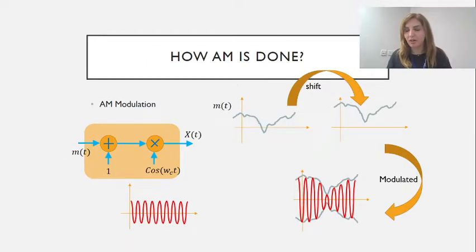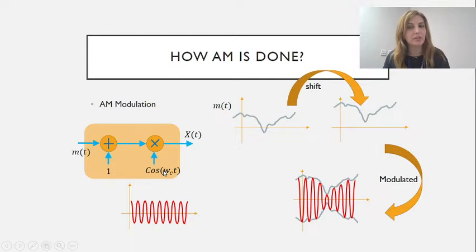The process involves two mathematical steps. We have a shift, so we are adding 1 to m(t), if m(t) is our data containing or modulating signal. By that shift, the signal avoids crossing 0. We are removing the negative side, so everything is shifted up. Then the result of that is multiplied by my carrier signal.